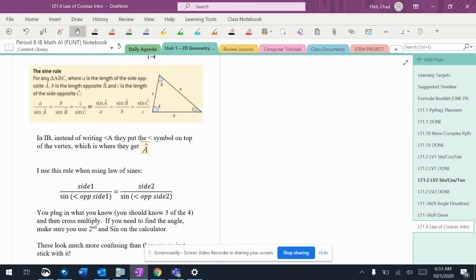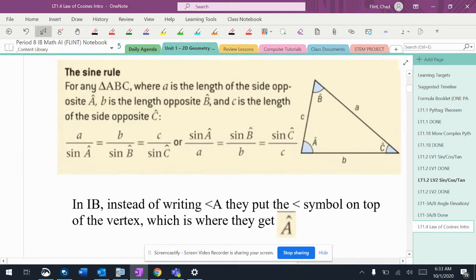Okay, so this is the fancy way of showing a law of sines. Basically, it is a ratio where you pair up angles and sides across from them and put them into fractions and then set them equal.